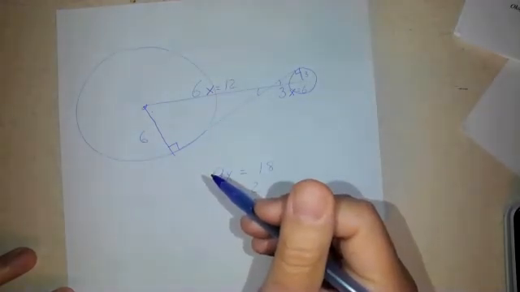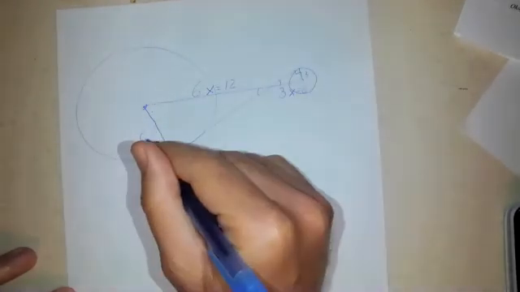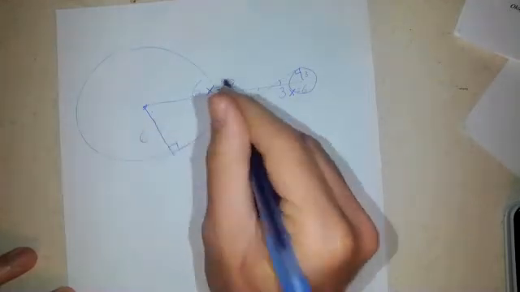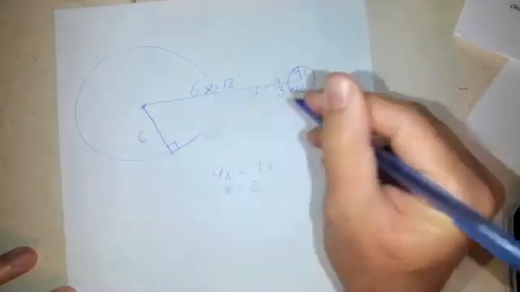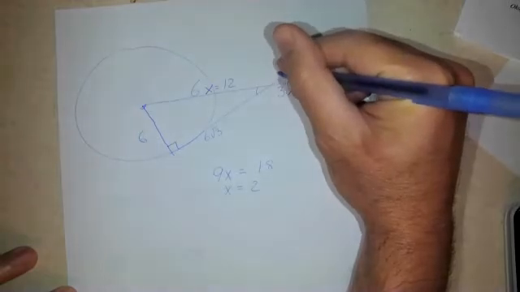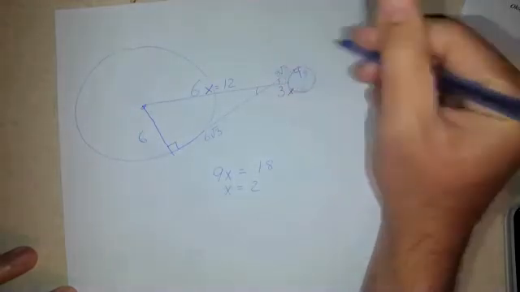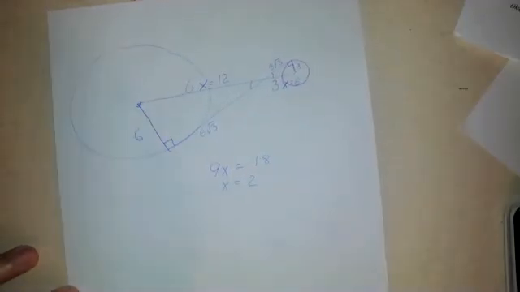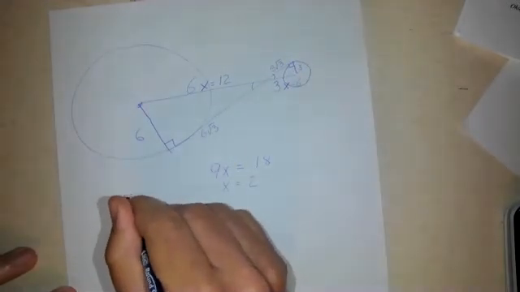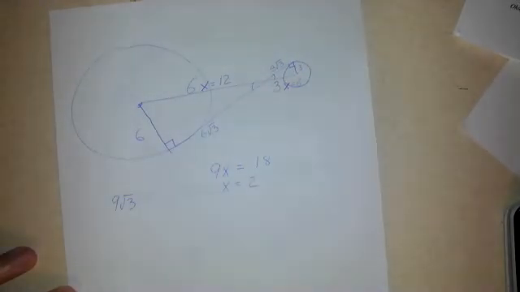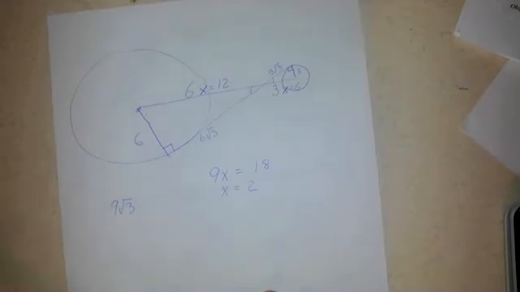Again, it's got to be one of those 30, 60, 90 triangles, the only right triangle where one of the legs is half of the hypotenuse. So this must be 6 square root 3. This must be 3 square root 3. After all, they are proportional. And together, they are 9 square root 3, the length of that common internal tangent.